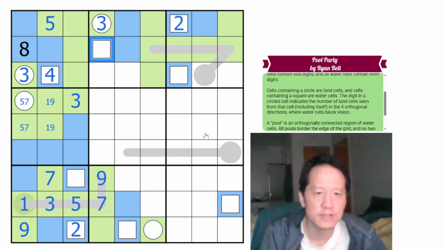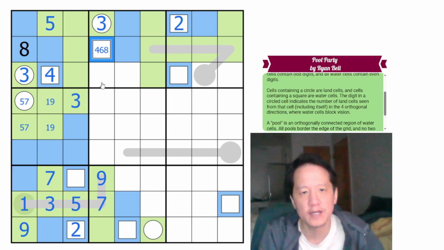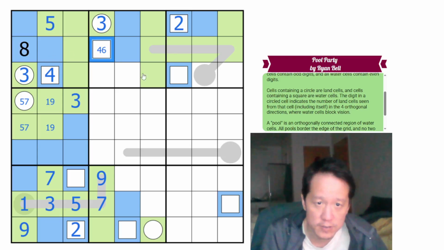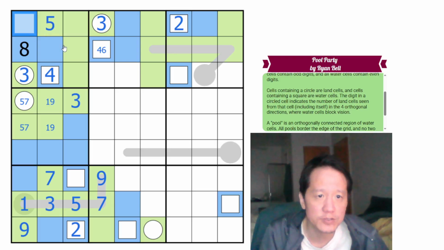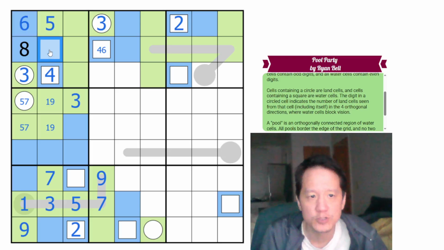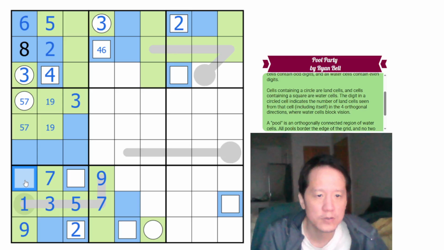This has to be at least 4. So this is 4, 6, or 8, but it cannot be 8 because of this 8. This is 2 and 6, but this can't be 2, so this must be a 6 here, which makes this a 2. 2 cannot be here. This must be a 4, which makes that a 2.